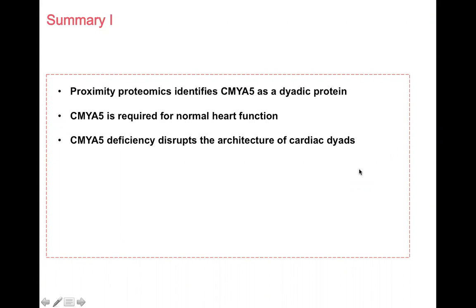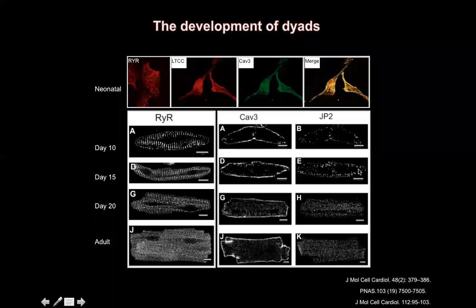Next, we wanted to know how CMYA5 regulates the architecture of dyads. Here we reviewed the establishment process of the dyads. One thing that we noticed was that RYR2 moves to the Z lines at a much earlier stage than the T-tubules. As you can see here, at postnatal day 10, RYR2 is already well aligned to the Z lines. In contrast, the T-tubules are still absent. Afterwards, their density becomes higher and higher until the cardiomyocytes are fully mature.